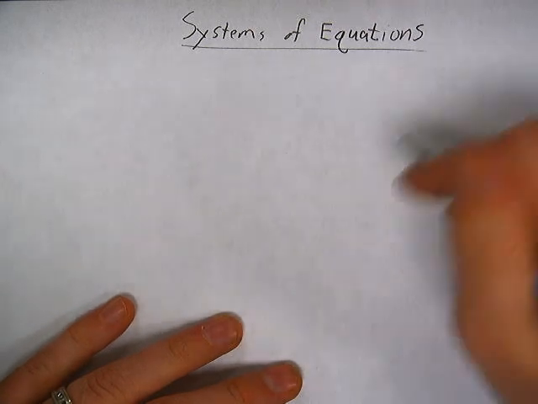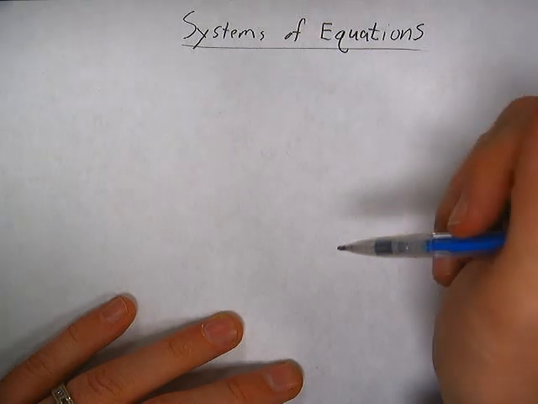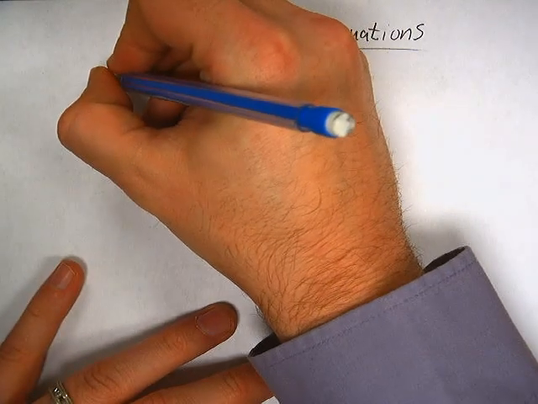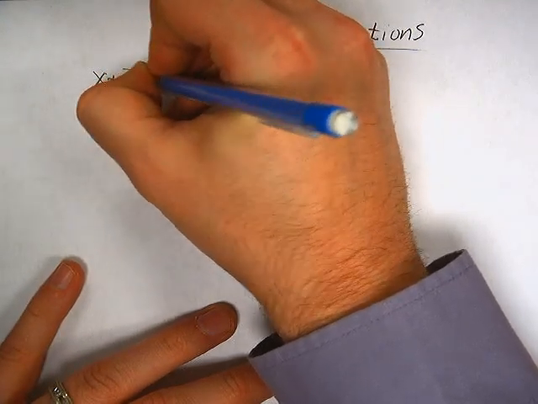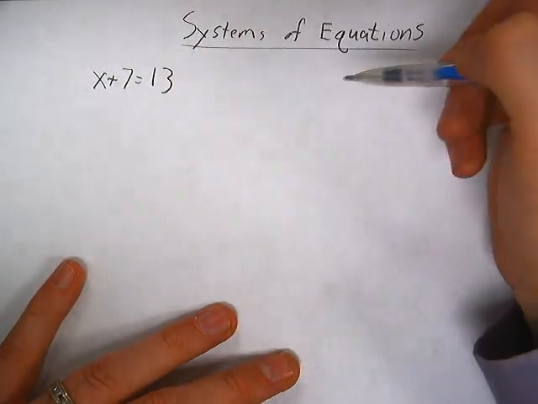Now, a system of equations is, just like it sounds, plural. Let's think about all the equations you've had to solve last semester. You most likely used x quite a bit in your classes. So let's say we had something like x plus 7 is equal to 13. Well, you learned how to solve that just by subtracting 7 from both sides.